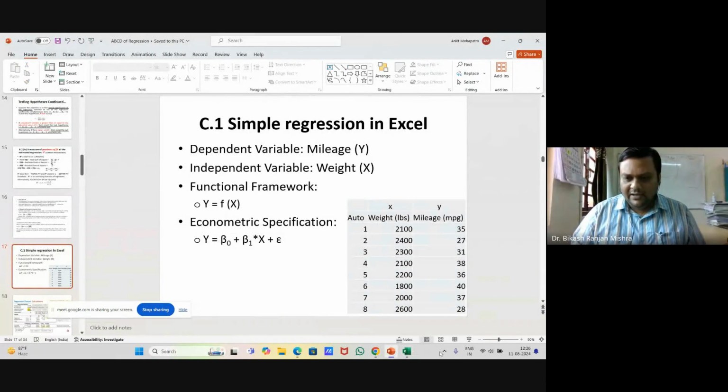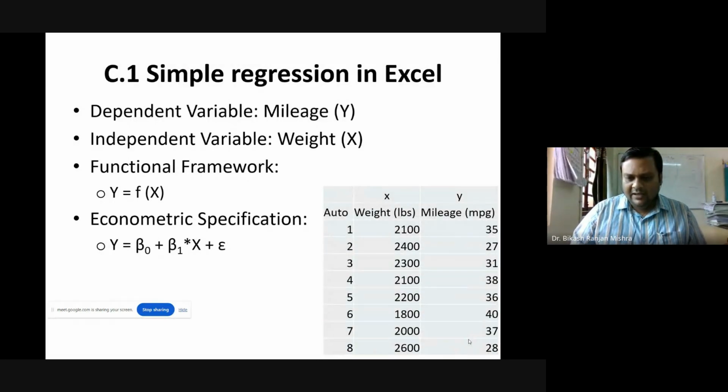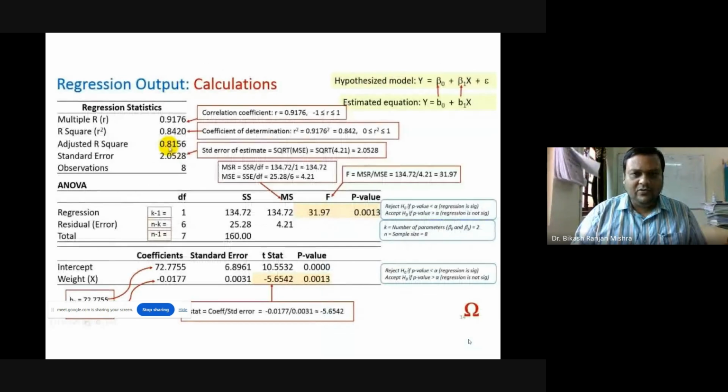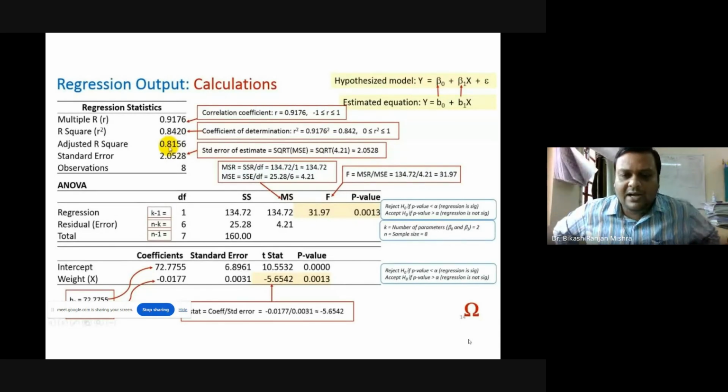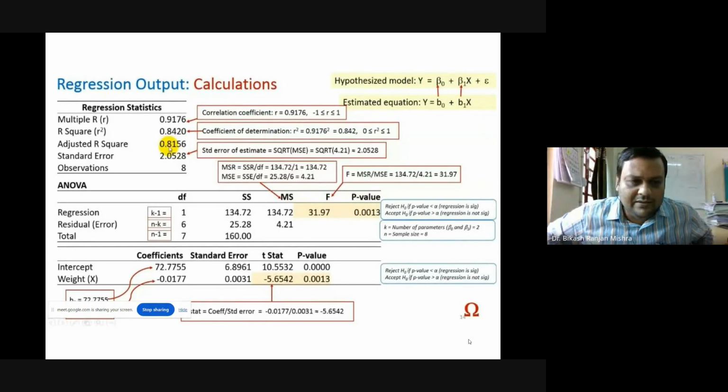So in that case, let me go to the Excel file and let me try to help you understand the regression output so far as we have done till now. So this is the calculation part, and I have deliberately done it for you so that it will be easier for you to understand the interpretation.